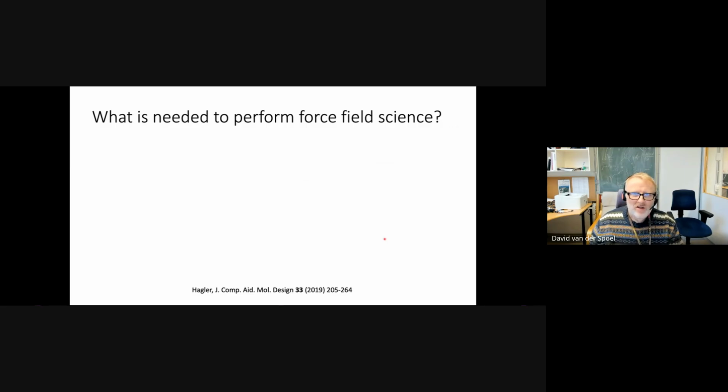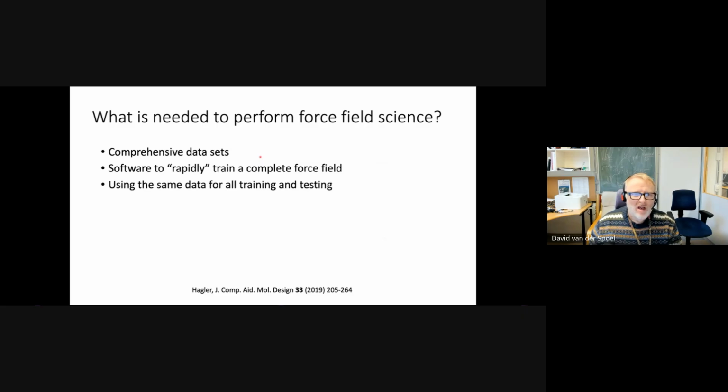Okay, what do we need to perform force field science? So first of all, we need comprehensive data sets that cover the chemistry that we're interested in, that are large enough to sample, for instance, different conformations of molecules and have accurate reference numbers. Then we need software to rapidly train a complete force field. And then we use the same data for all training and testing.